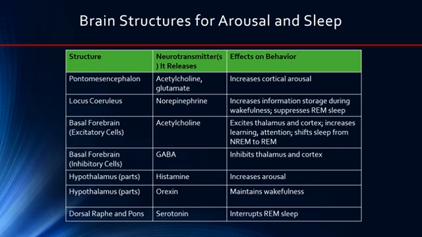Basal forebrain releases GABA, which inhibits the thalamus and the cortex, and of course is responsible for most of our sleep. Hypothalamus, parts of it release histamine, increases arousal. Other parts of the hypothalamus release orexin, which maintains our wakefulness, and the dorsal raphe and pons release serotonin, which can interrupt our REM sleep.